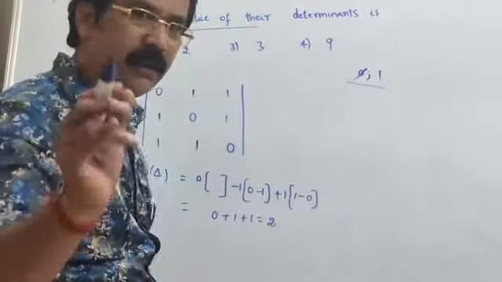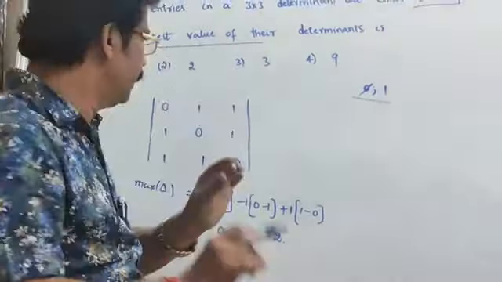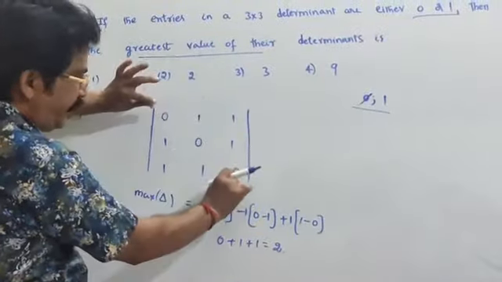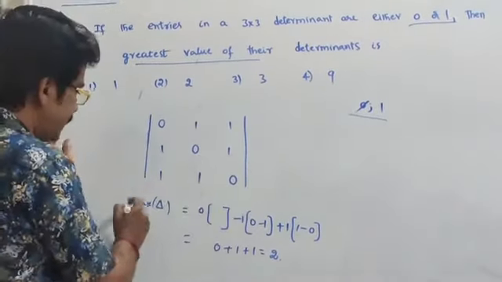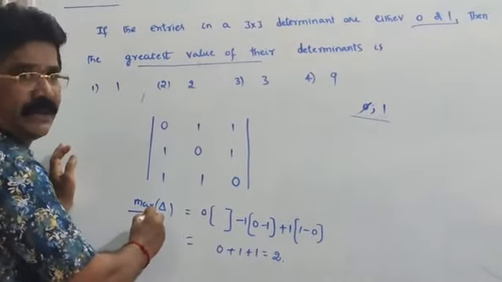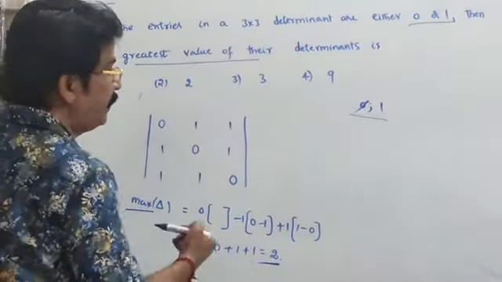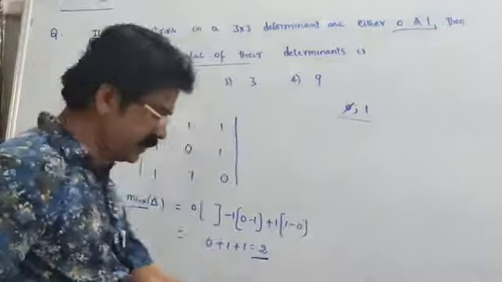Therefore, if we are putting the least numbers in the principal diagonal, then only the determinant will take the maximum value or greatest value. Hence the answer is 2, which means the second option is right.